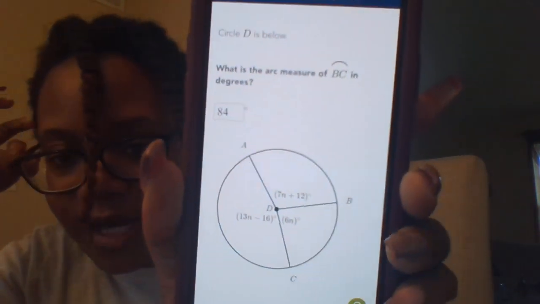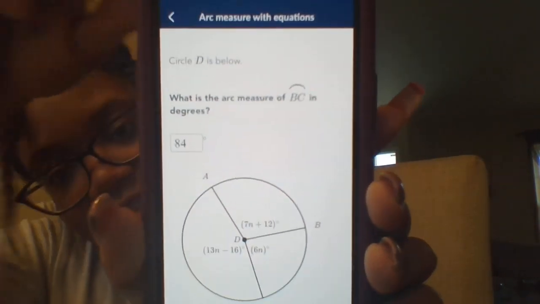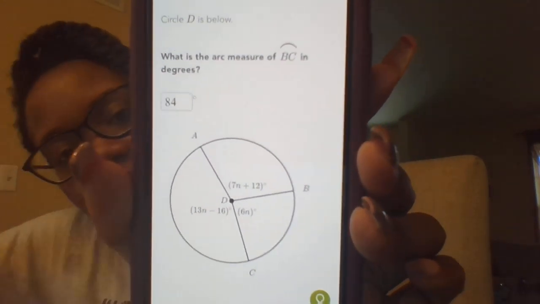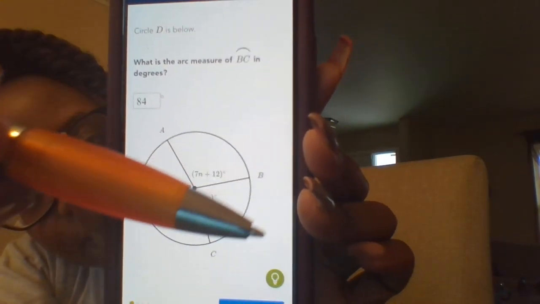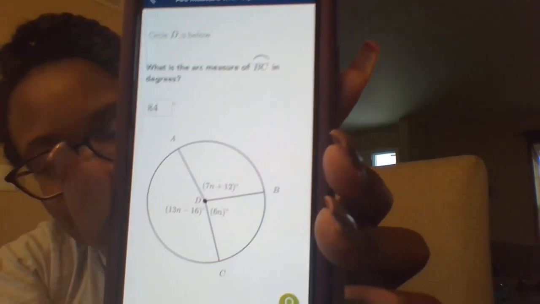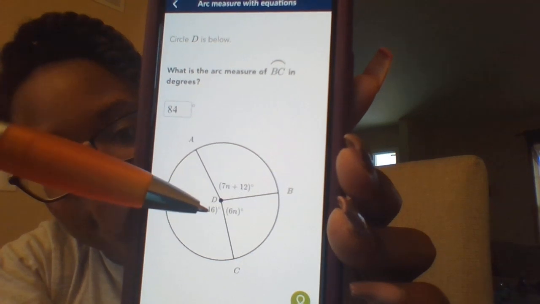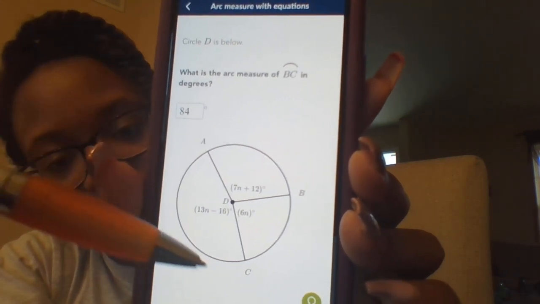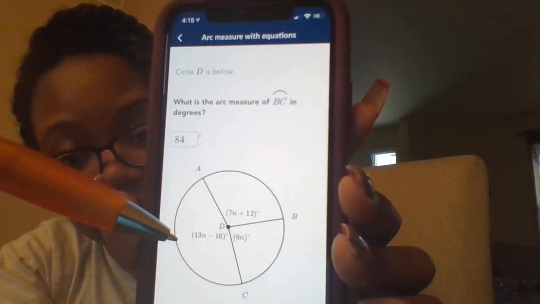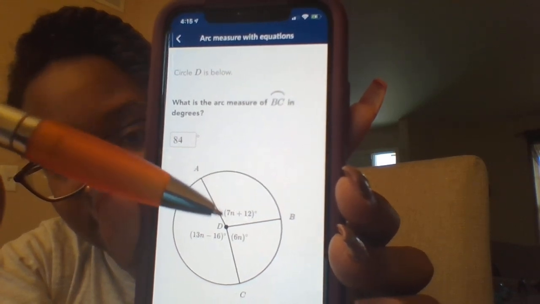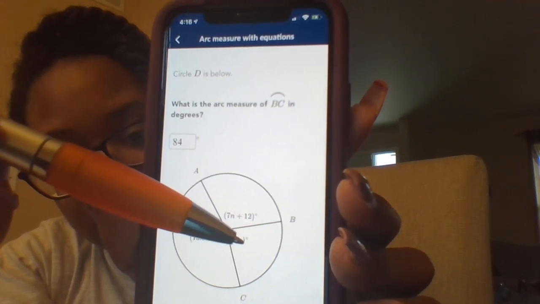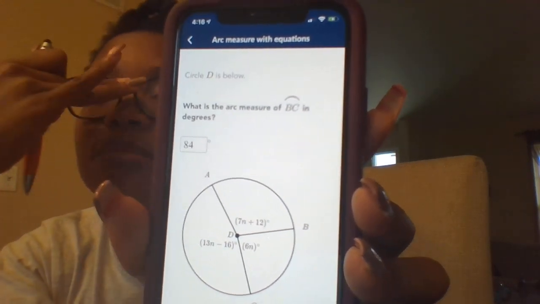In the next problem set, we're now working with expressions and equations. They tell us that we have a circle down below, and they're asking us to find the measure of arc BC. We know the measure of arc BC is equal to 6n. So first you have to figure out what n is. As we've already discussed, all the arcs of a circle have to equal 360. So we know this arc or angle is equal to 13n minus 16. This arc and angle are equal to 7n plus 12. This arc and angle are equal to 6n.